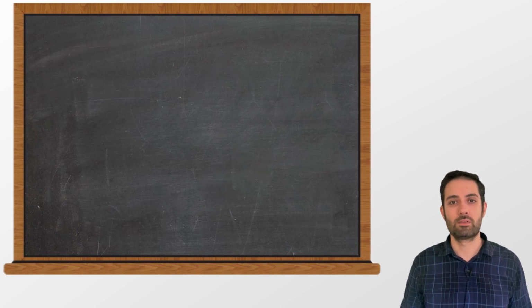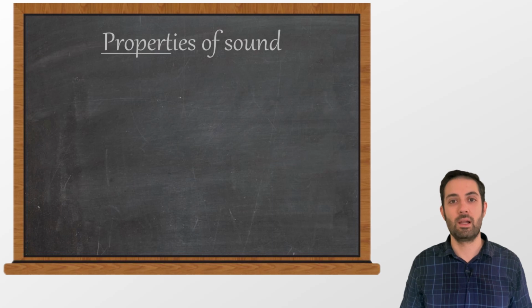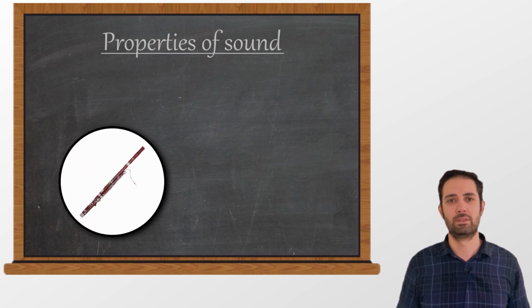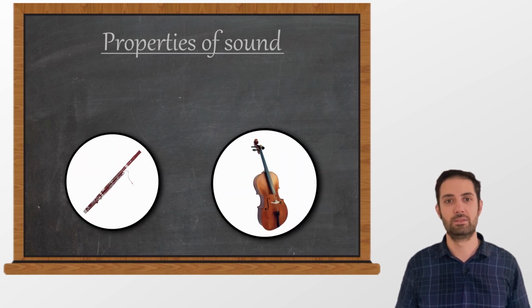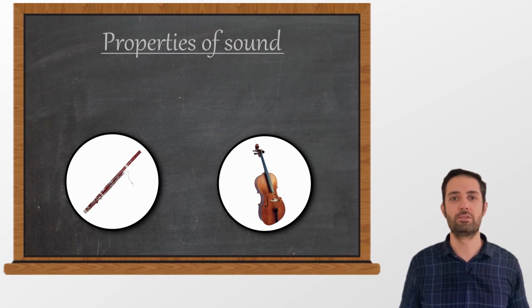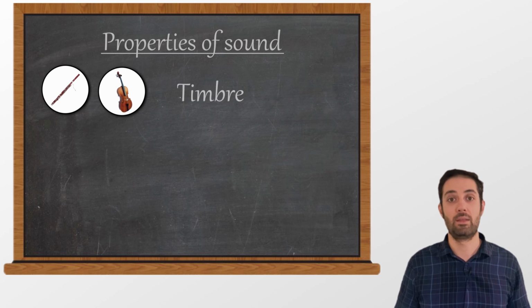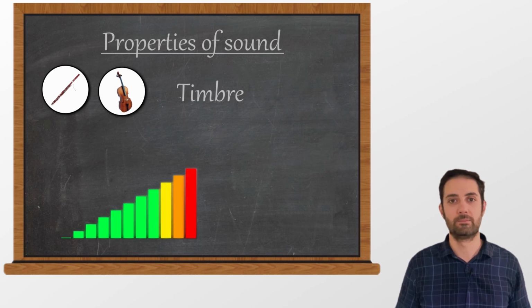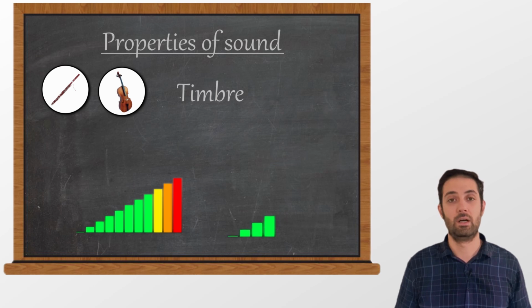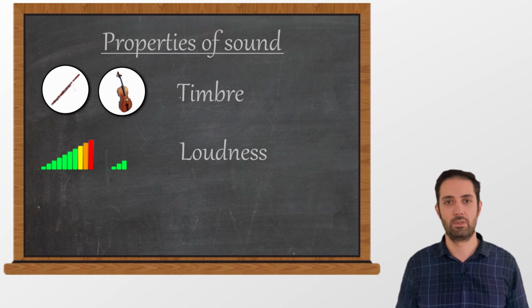When we hear two sounds, there are a few properties that help us to understand if and how they are different. For example, this sound and this sound are different because they are produced by different instruments. We say that they have different timbre, while this sound and this sound are different because the first one was loud and the second one was soft.